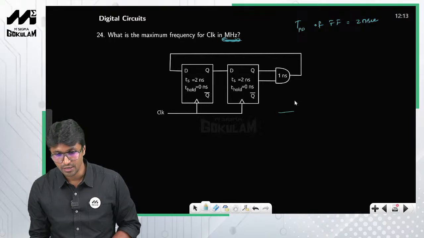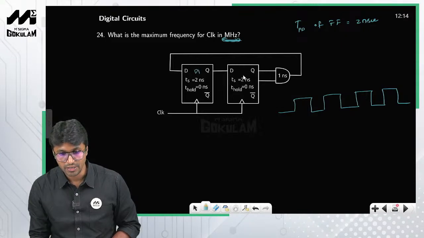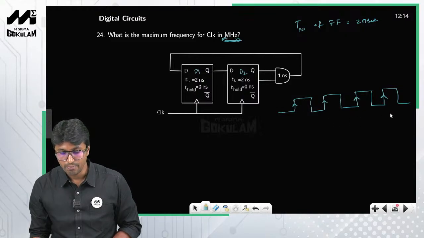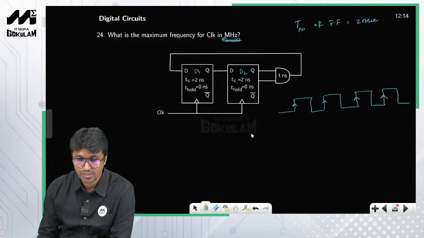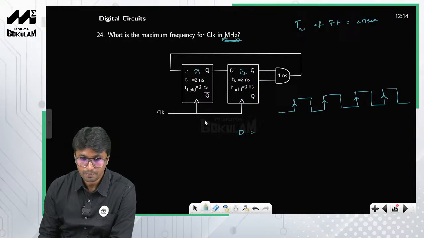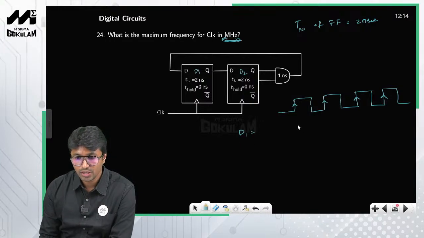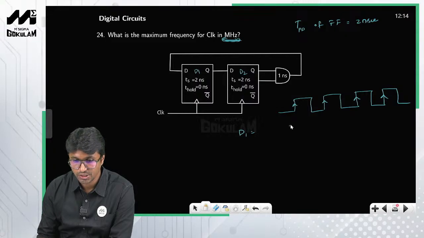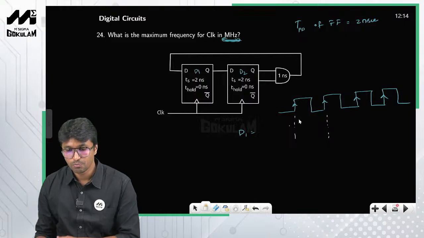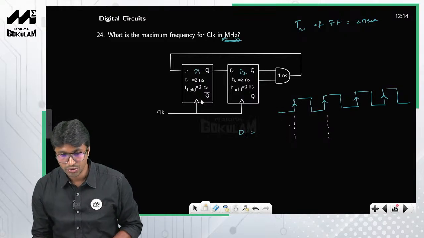First I'll draw the clock cycle. I'll call this flip-flop D1 and this flip-flop D2. Positive edge triggered clocks are used, so I'll also mark the positive edges. First I'll check for D1. What are the sequence of events that should occur between two positive edges, or in one clock duration? So look at this one.